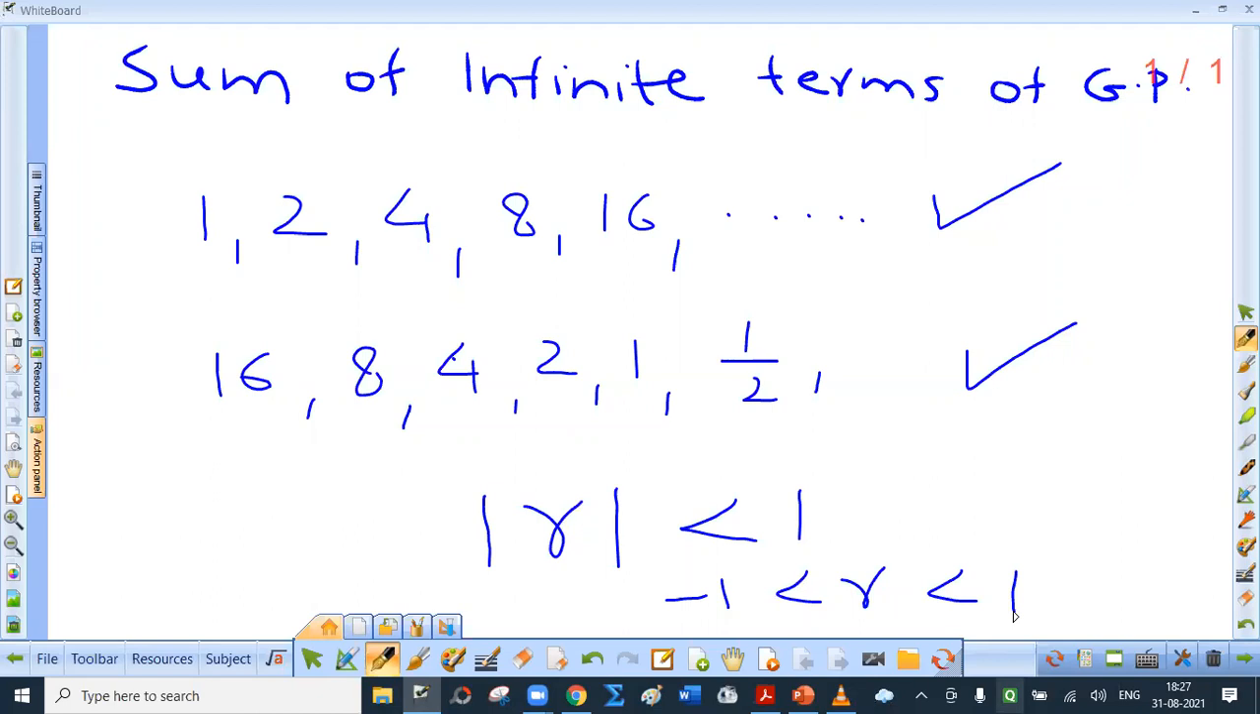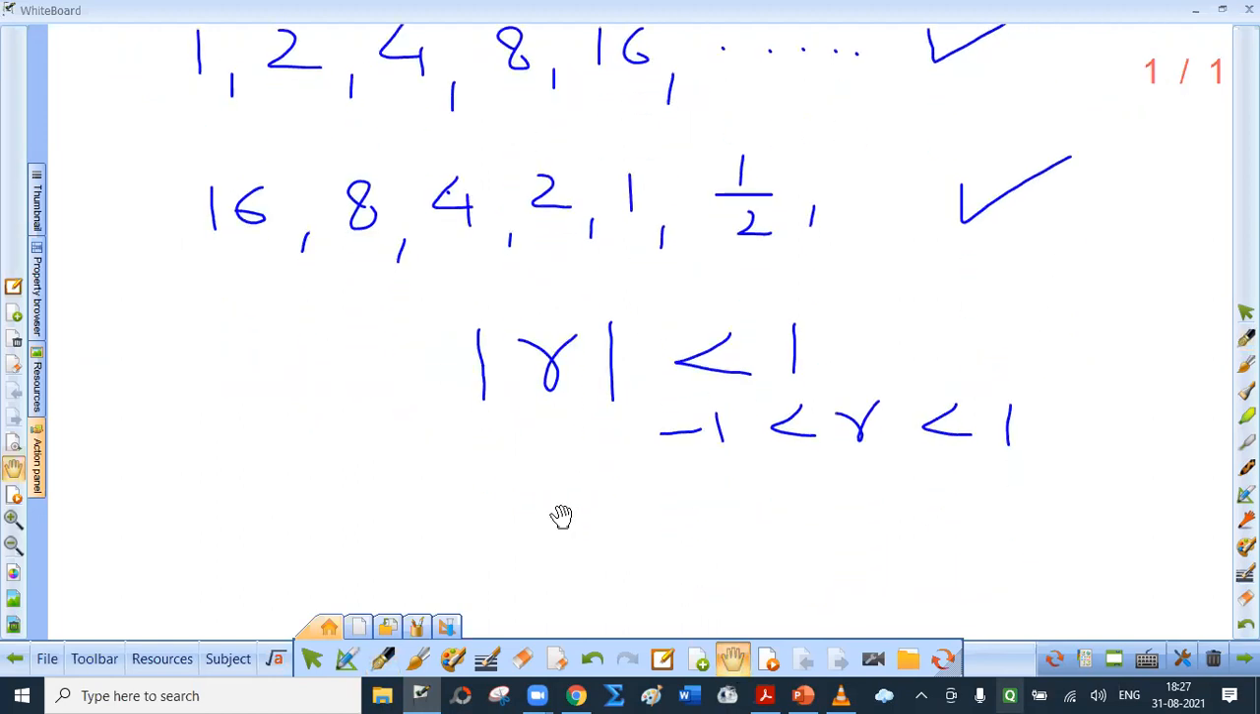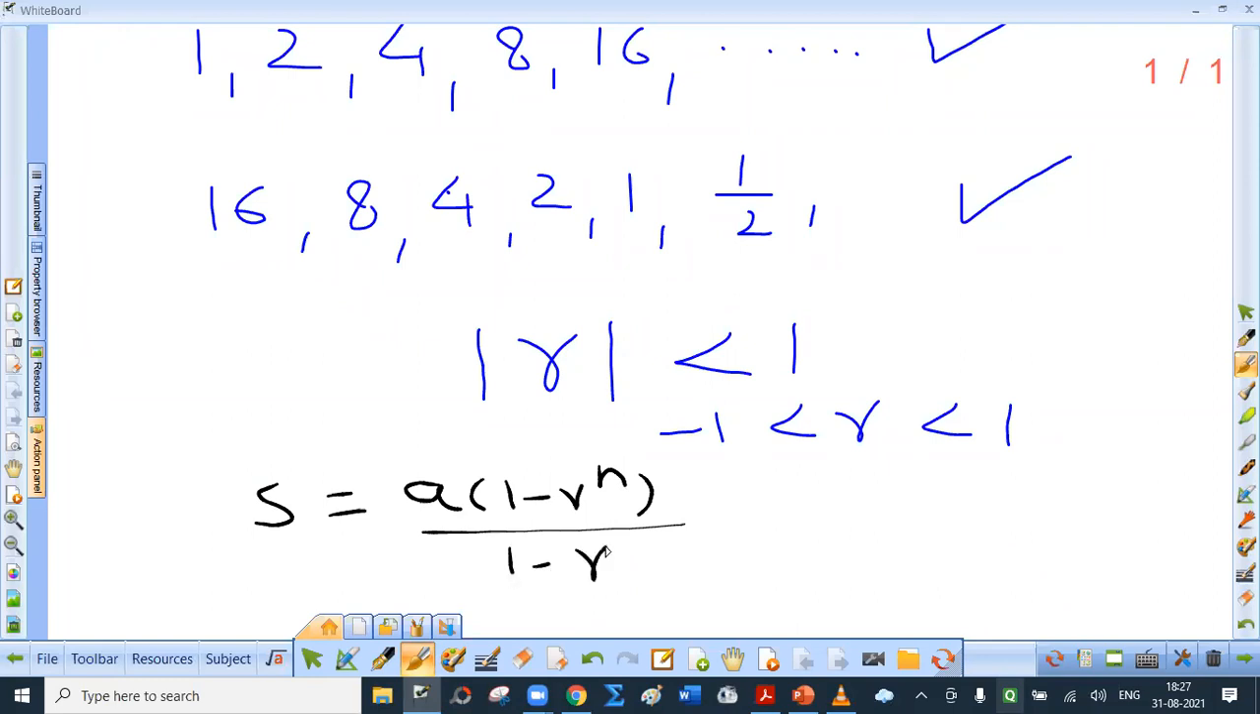This is in fact the example. We'll try to obtain the sum to infinity for this. Can you tell me the formula for Sn? It is A into (1 minus r raised to n) upon 1 minus r. Listen to me carefully. I open the bracket. So it is A minus A into r raised to n, upon 1 minus r.